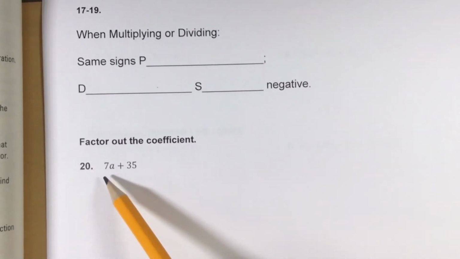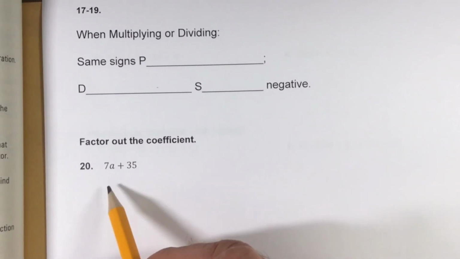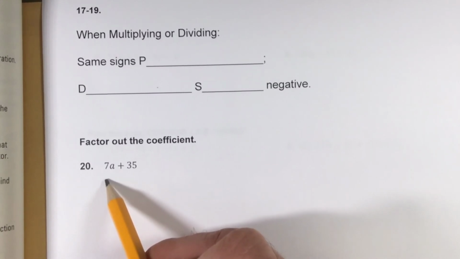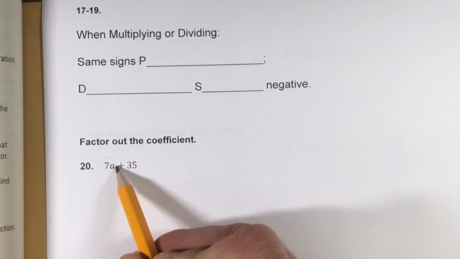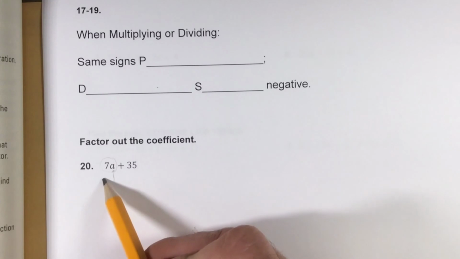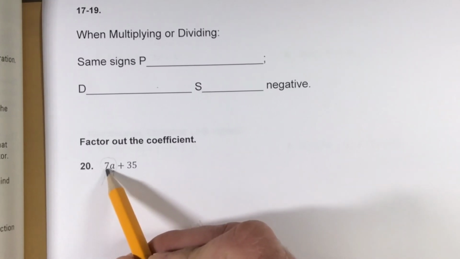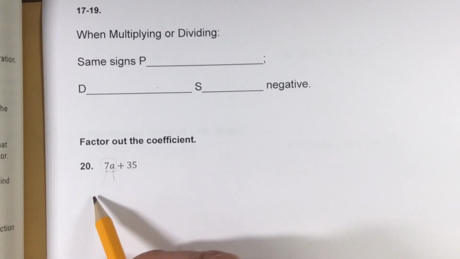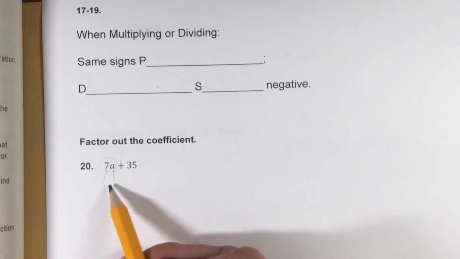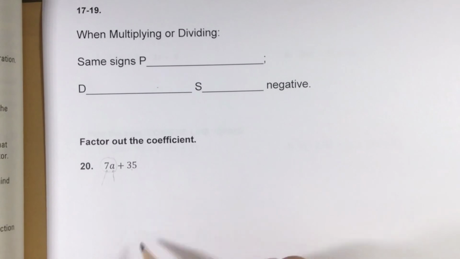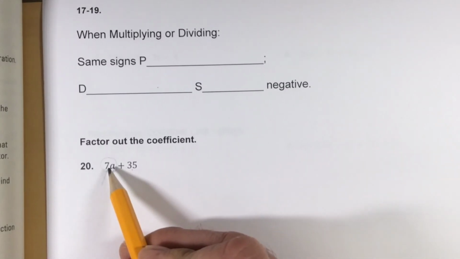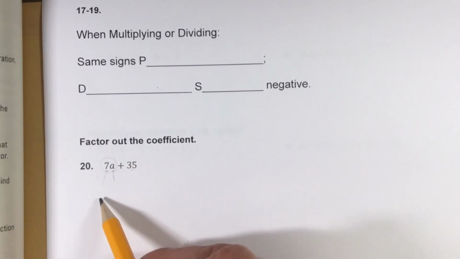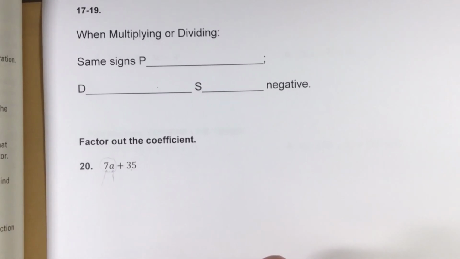And then finally, number 20, factor out the coefficient. Remember, the coefficient is the number of this variable term. So here's the variable, here's the coefficient. So you're factoring out a 7, which means you're dividing each of these terms by 7. You put the 7 out in front of the parentheses and whatever's left inside the parentheses. So don't forget that 7, once you factor it out, it does go outside the parentheses for your answer.